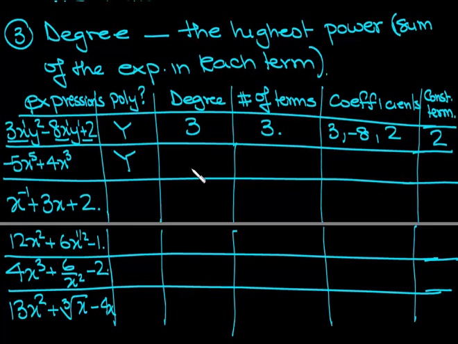The next thing is the degree. The highest power in this case is 5 and 3 here, so the highest power is 5. The number of terms, there are 2 terms here.